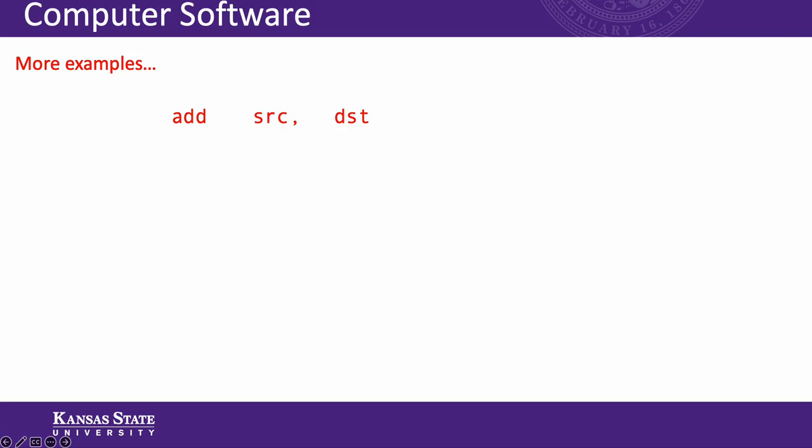Here are some more examples. This example is an add instruction. Its mnemonic is ADD, which makes a lot of sense. I like that one. Again, the assembler recognizes this mnemonic and converts it to a binary string. This binary string would be different than the MOV binary string.